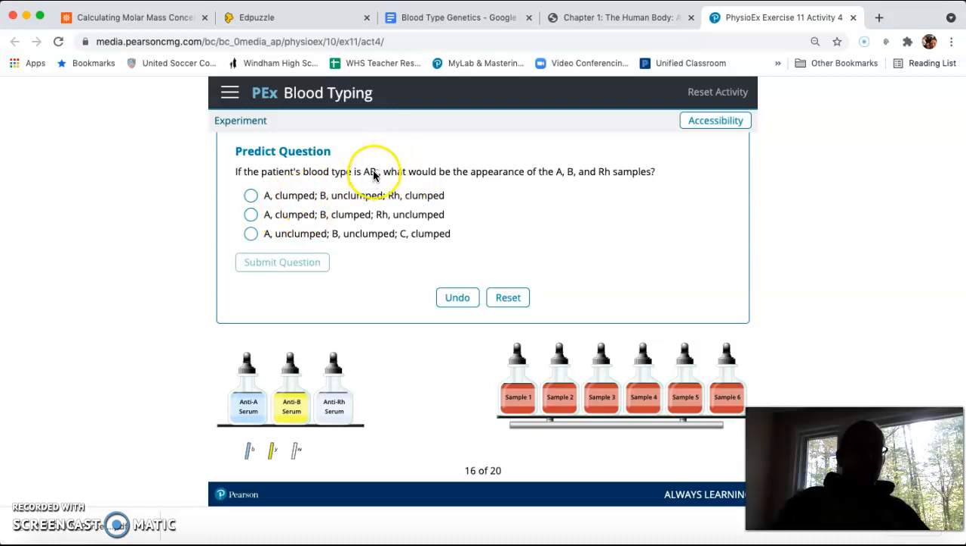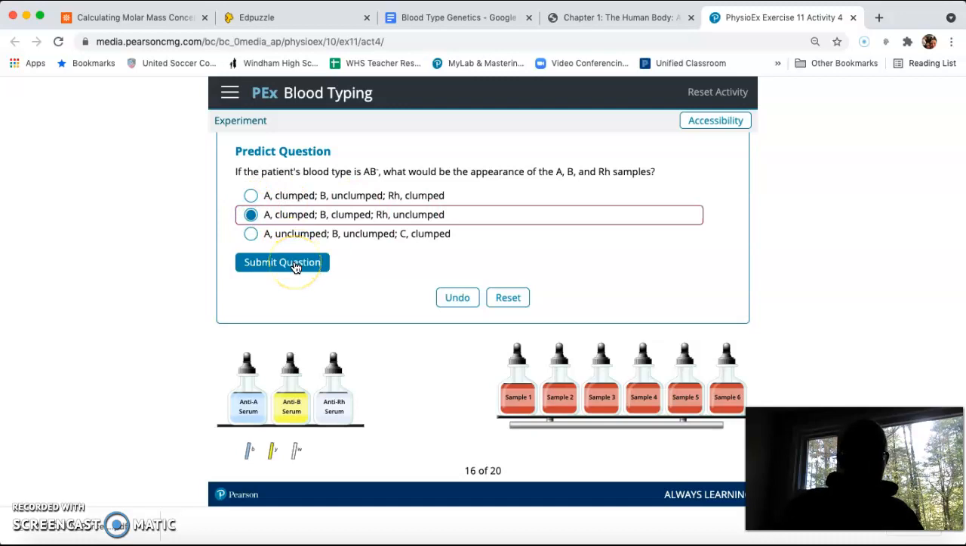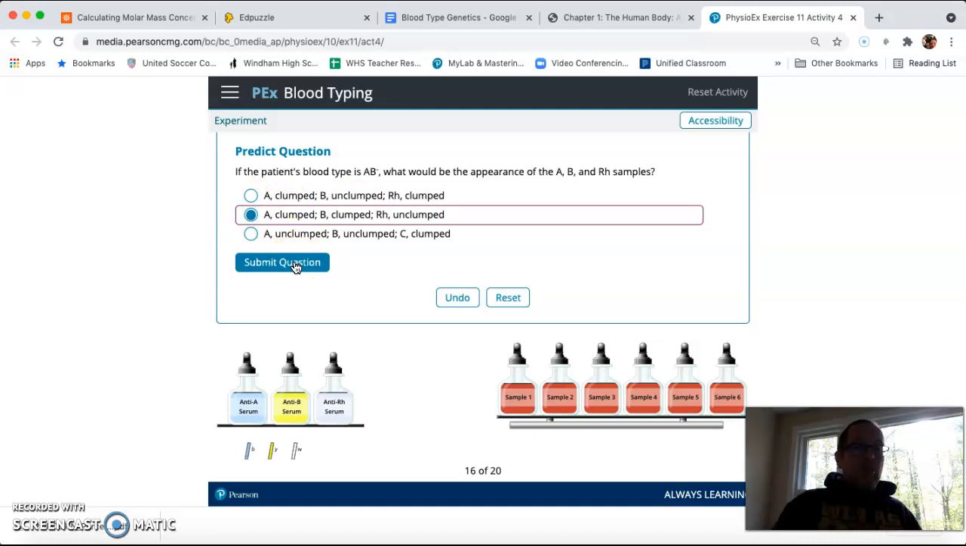If it's AB, that means it has both the A and the B antigens. So we would see clumping with both the anti-A and the anti-B antibodies. And finally, if it's negative, that means it doesn't have the Rh antigen. So the Rh antigen would remain unclumped. It would just mix up with the blood. So this will be the correct answer. It's not going to tell me if it's correct, but trust me, it's correct.